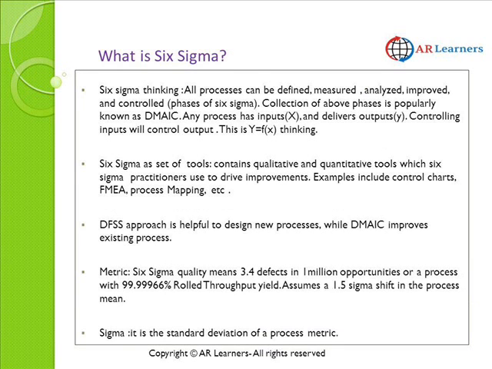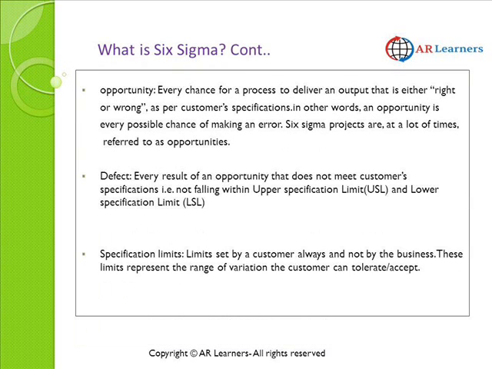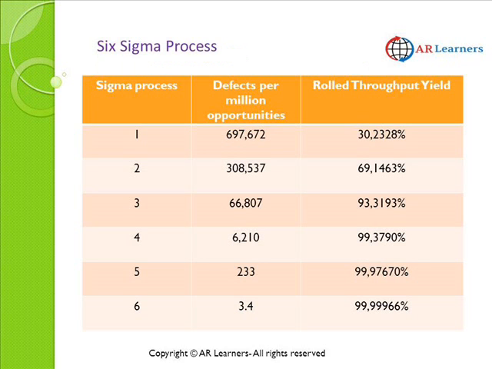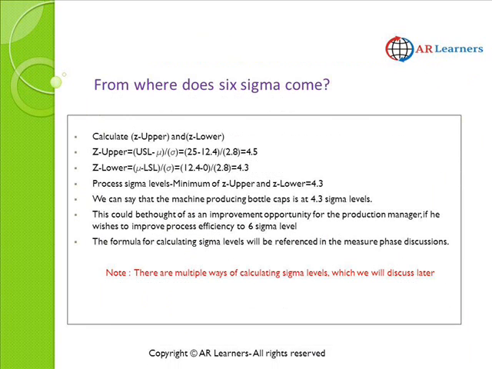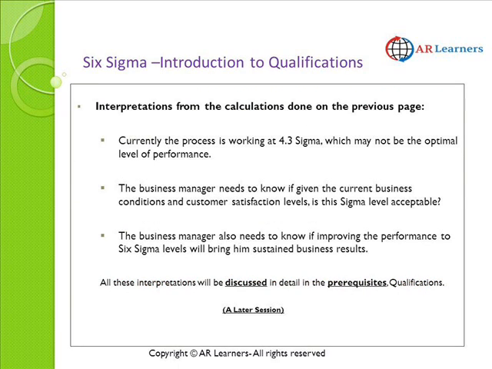What is Six Sigma? Six Sigma, as a set of tools, contains qualitative and quantitative tools which Six Sigma practitioners use to drive improvements. Examples include control charts, FMEA, process mapping, etc. Continued: opportunity, defect, specification limits. Six Sigma process table. Example of Six Sigma.